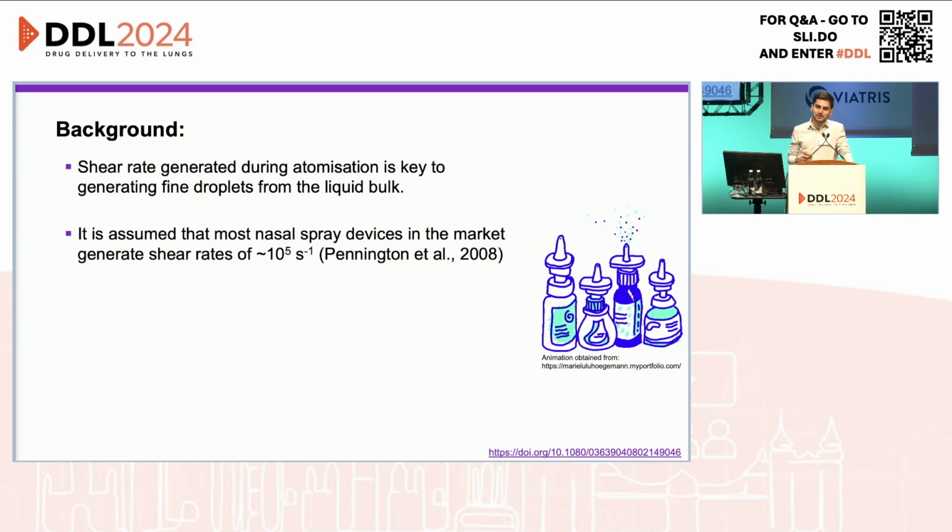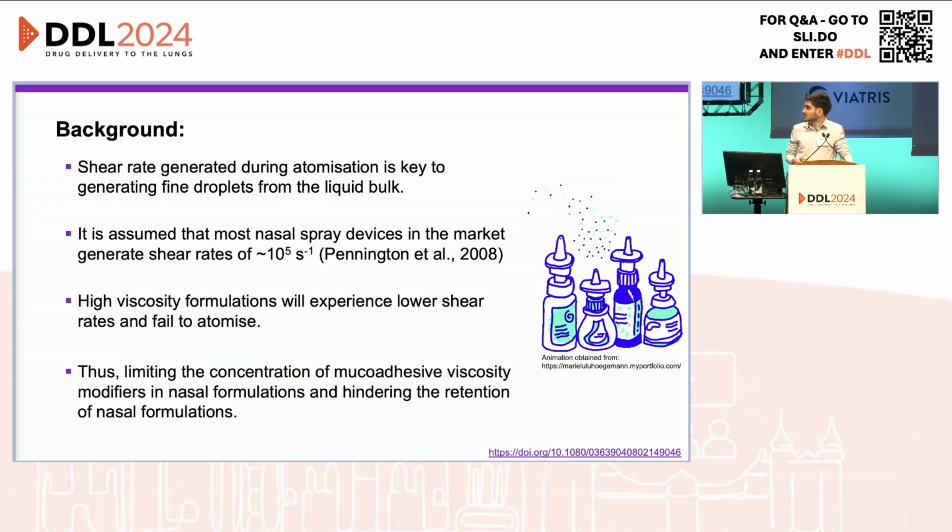And that shear rates, generally speaking, in most nasal spray devices is in the region of 10 to the 5 reciprocal seconds. What problem this causes is that the high viscosity formulations that experience lower shear rates in nasal spray pumps would not be sprayable in these traditional nasal spray pumps. And that is due to the fact that they would form a jet. Therefore, we cannot use too much viscosity modifiers that would in turn be mucoadhesive polymers, and as such, we're reducing the retention time in the nasal cavity for every formulation that we have.